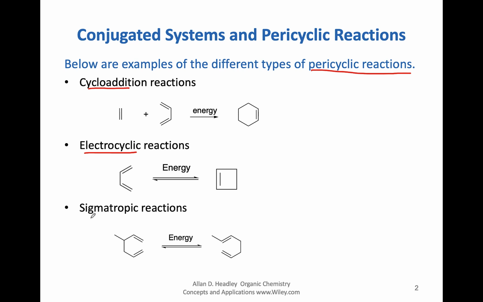The last type of pericyclic reaction is the sigmatropic reaction. This is unique because in the presence of energy, this is not really a conjugated system, but it's noted that sigma bonds are broken. Notice there's a sigma bond here, and it's not here. And a sigma bond here in the product, and it's not here. So we'll discuss how that reaction actually occurs.